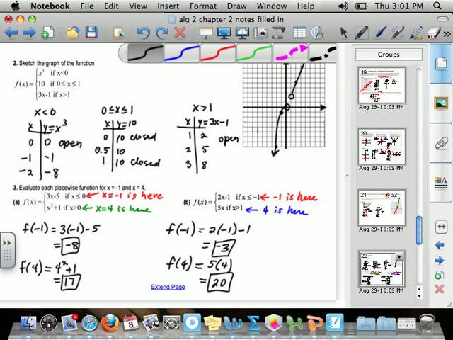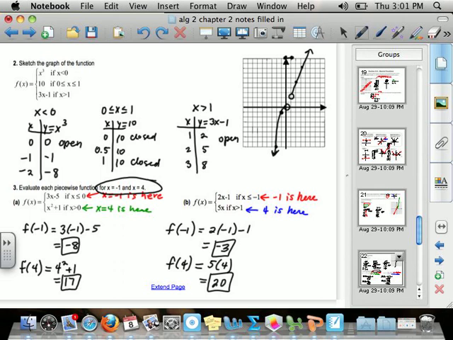So if I said f of 0, that doesn't exist. That's not in either domain. So you would just write that the point does not exist, or you could say no solution. Maddie, did you have a question? Where did they get 4 from? It asked in the directions. It said find for x equals -1 and x equals 4.